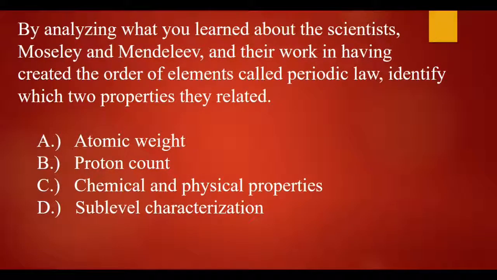In order to explain this problem, I should first dictate all the answer choices. A is atomic weight, B, proton count, C, chemical and physical properties, and D, sublevel categorization. If you recall what we learned earlier in the video, when we learned about the history and development of the modern periodic table, you'll remember that Mendeleev and Moseley both related the two properties of A, atomic weight, and C, chemical and physical properties. Proton count was a different circumstance, and D doesn't have anything to do with this particular question.